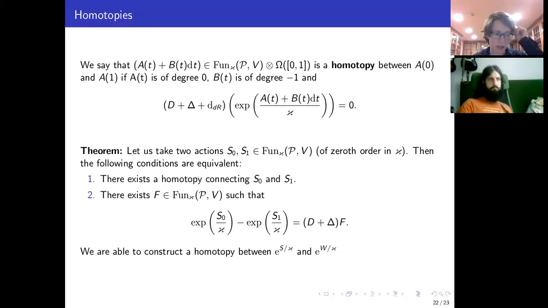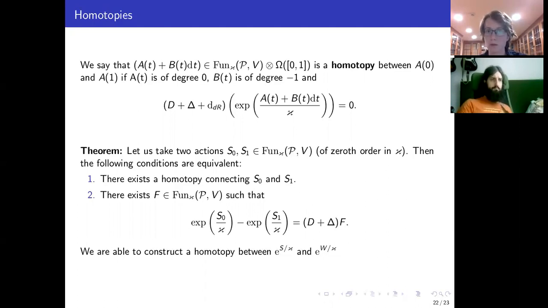And now one can ask, if we have two elements, if we have two actions or two Maurer-Cartan elements, the solutions of the quantum master equation, is there some relation between them? And usually for saying that two things are homotopic, you want to connect the two elements by a family of objects of the same type, such that you can parameterize them by something.